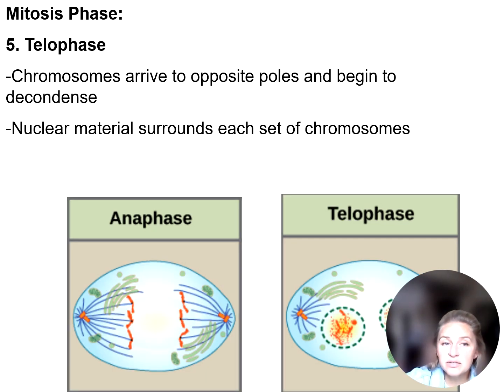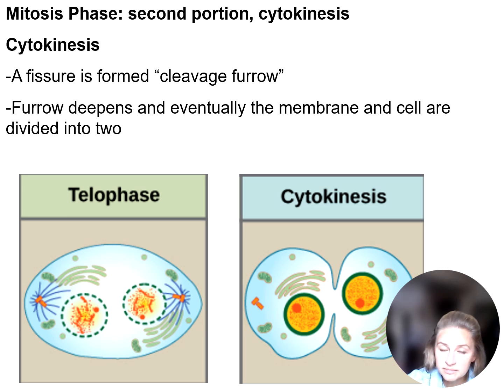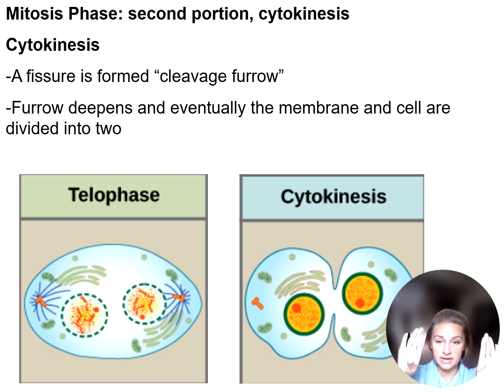In telophase, the chromosomes arrive at opposite poles and begin to decondense, and then nuclear material surrounds each set of chromosomes. The nucleus is going to start reforming. Now we're done with the first portion of mitosis, and the second portion is the cytokinesis. So we've replicated everything in the cell, and we've separated it now into 2 complete sets of information.